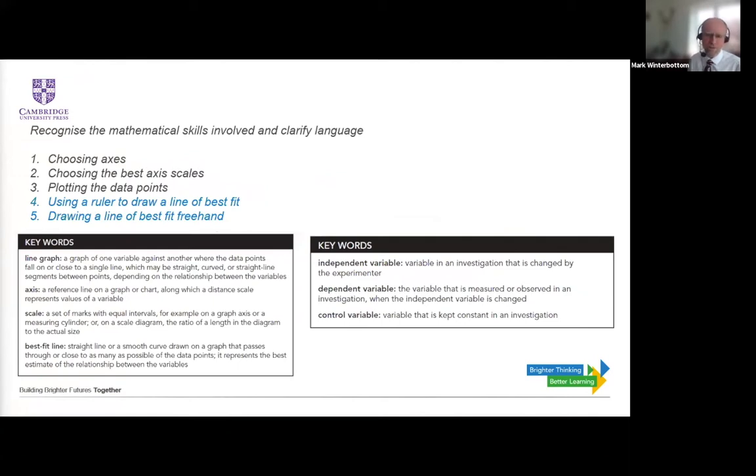Second step, recognize the mathematical skills involved and clarify language. Now in graph drawing, there's a huge number of skills. Choosing axes, choosing the best axis scales, plotting the data points, using a ruler to draw a line of best fit, drawing a line of best fit freehand, and look at all the language that's associated with it as well. Now, any of these things can knock your students off balance. So really, you've got to take this step by step by step by step. And I'm not even going to think about skills 1 to 3 here. I'm just going to think about skills 4 to 5 for a moment.